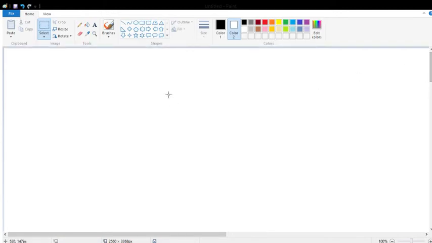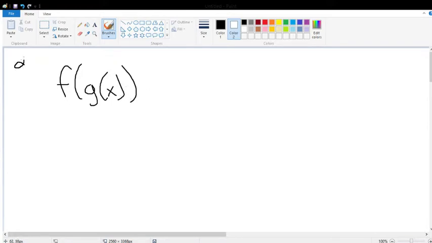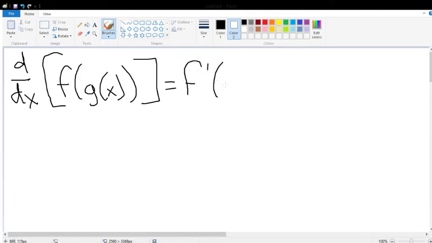Alright, chain rule. I'm going to write it out again. Chain rule: if you have a function within another function, and you want to take its derivative, you'll take the derivative of this thing right here. It's then equal to f prime of g of x.